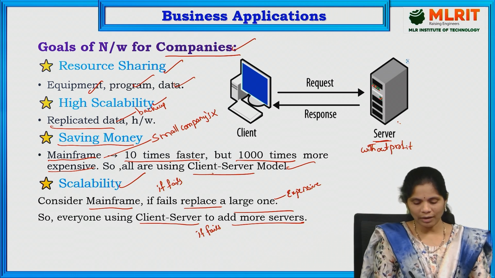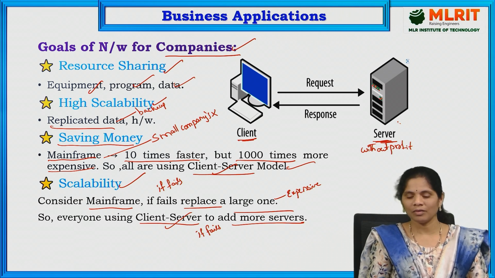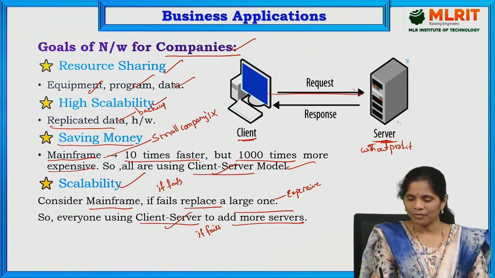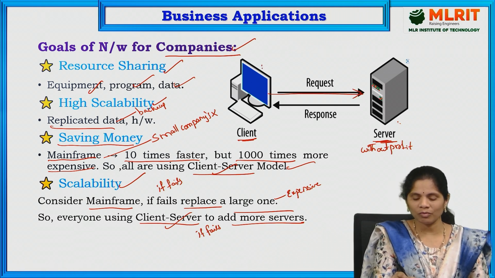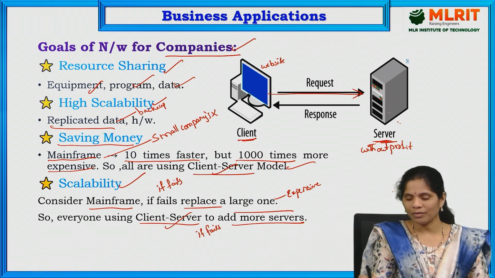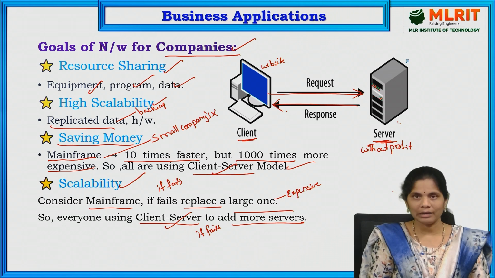What are client and server here? This is the client, this is the server. If I want to share information between client and server, first the client sends a request to the server. Suppose I want to log in to some website, first it sends a request to the server. Afterwards the server gives a response to the client. This is the process of client and server.